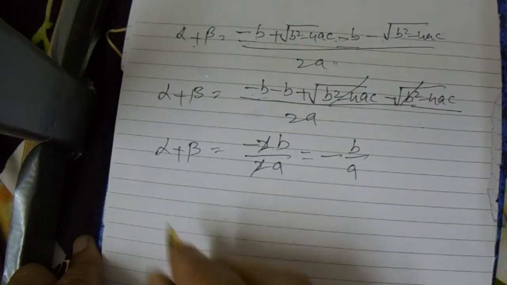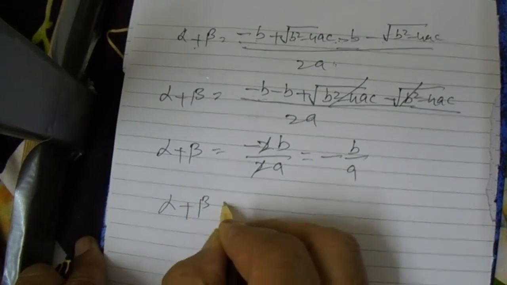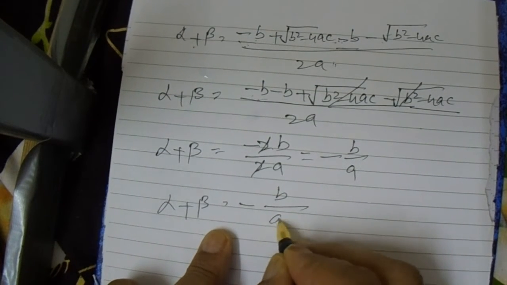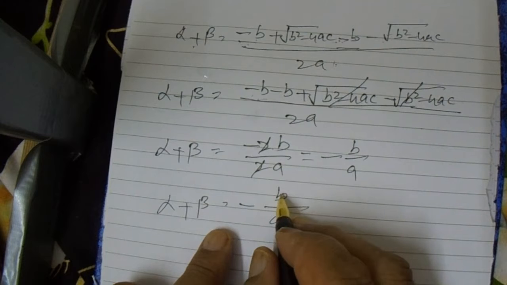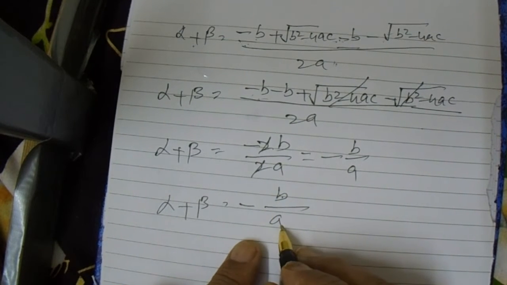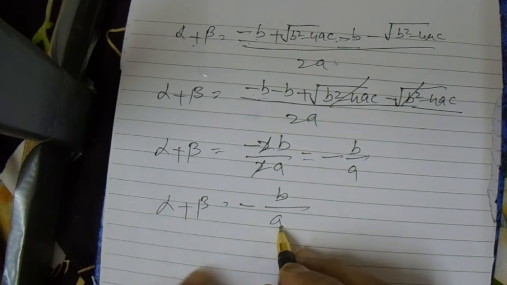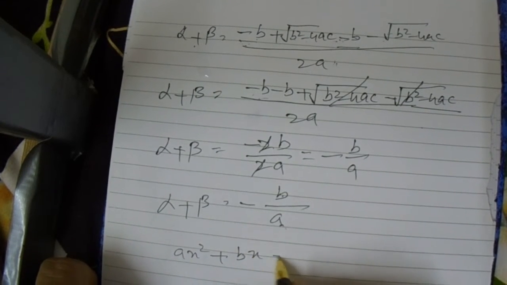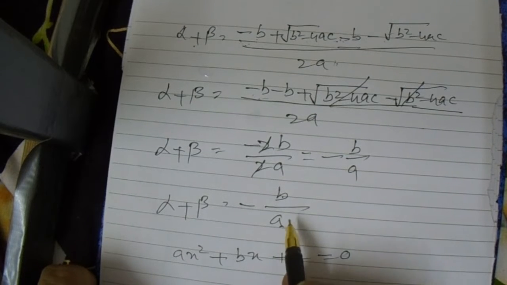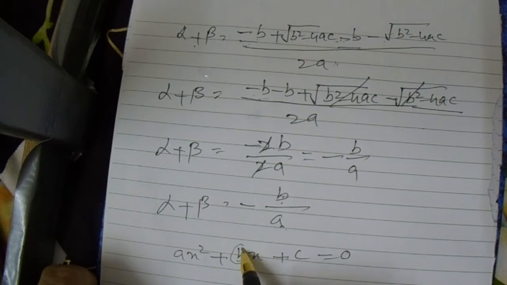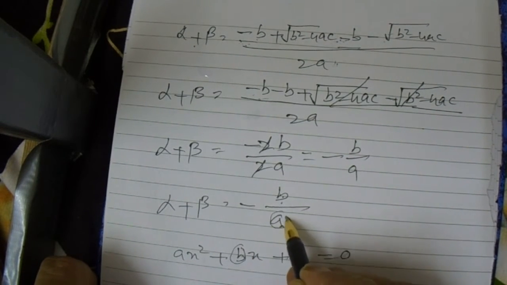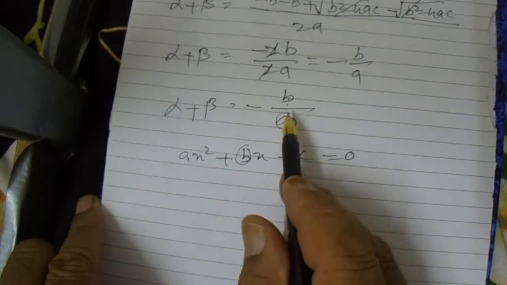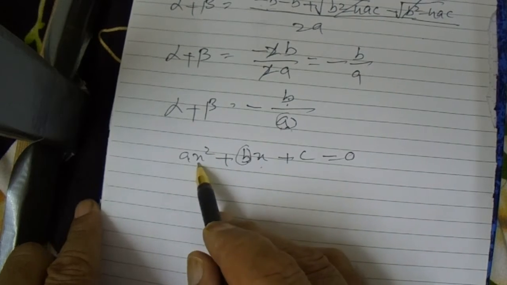Now we write alpha plus beta, it means sum of the roots is equal to minus b over a. Now what is b? b is the coefficient of x, and a is the coefficient of x square. We write ax square plus bx plus c is equal to 0. Now again, b is the coefficient of x and a is the coefficient of x square.